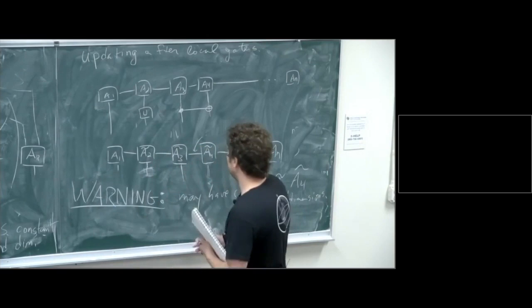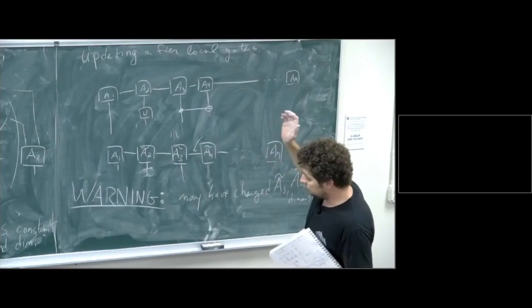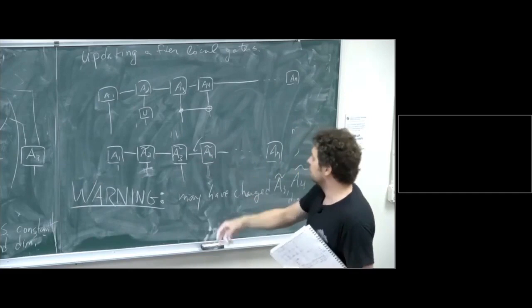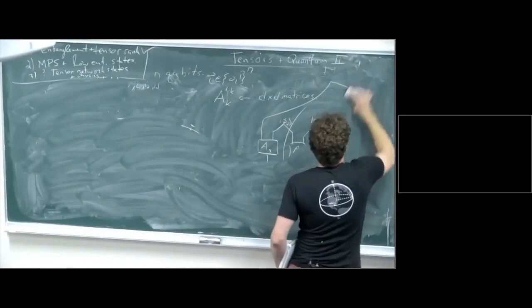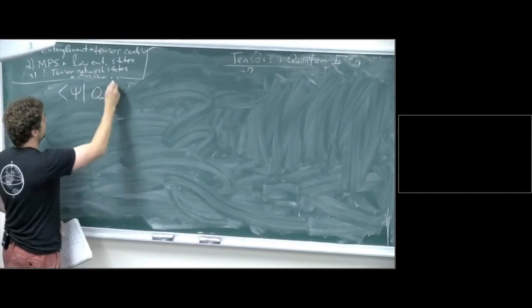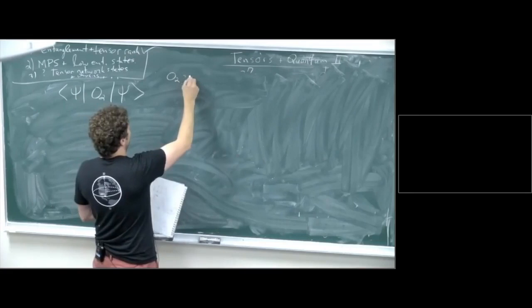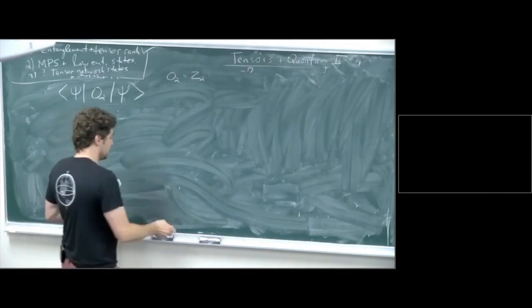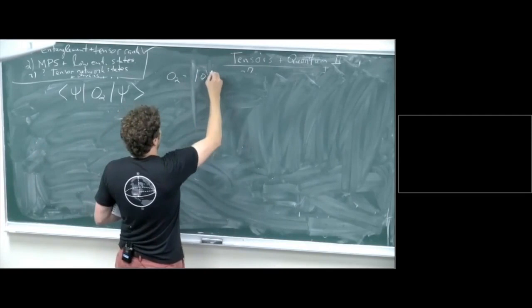You can approximate the ground state, you can update them. You can also find expectation values of local observables efficiently. So generically, I might have some operator on the second qubit, and I'd like to know its expectation value. Keep in mind the example of just a Z on the second qubit and identity everywhere else. You could also just make it a projector onto a zero on the second qubit and identity everywhere else.